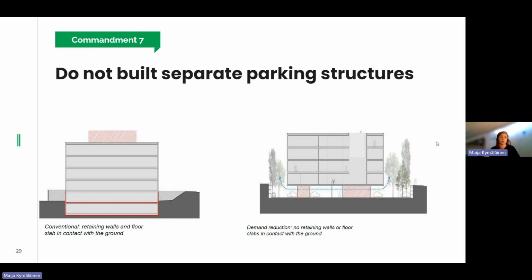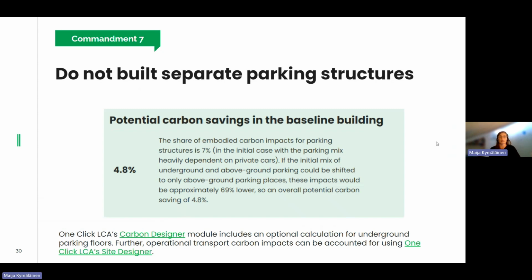It also removed one floor slab and the ground floor slab with its insulation and other structures, and also increased the natural ventilation here. So we had a high reduction in the carbon footprint of the building and also other benefits. This resulted in carbon saving of close to 5%.